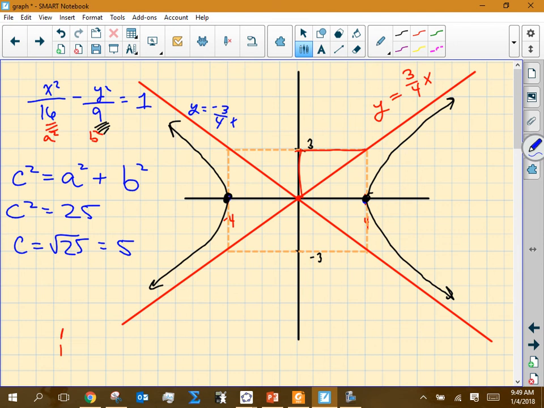I don't know if it's foci, focus, focuses. I don't know how to say it. Is it foci or foci? Foci. I think it's foci. I want to look.